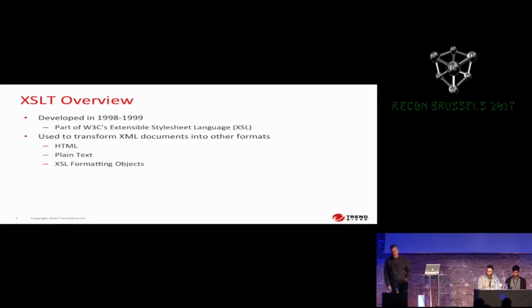Now, XSLT has been around since the late 90s, was part of W3C's extensible stylesheet language specifications, and it's used a lot by application developers to transform data into other formats, XML data into other formats. And back when I was developing code in my everyday life, I used XSLT a lot and XML a lot to define data and bring it into a system and transform it to different formats like HTML, plain text, or you can also transform it into XSL formatting objects for later use.